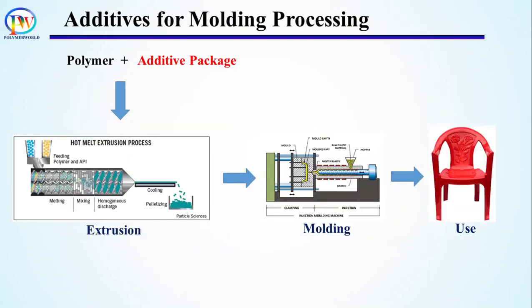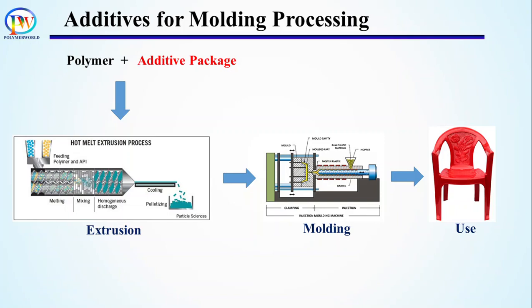Now let's talk about additives which are used to protect polymer and facilitate molding process. The molding process is one of the processes by which formulated resins are converted into different products. Injection molding is one such process. To know more about injection molding, please watch our video on that topic.